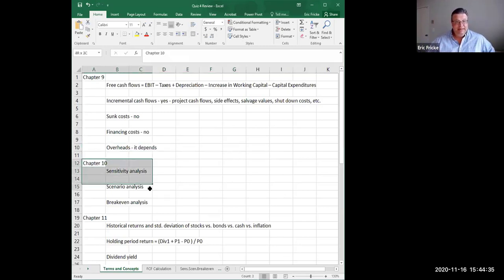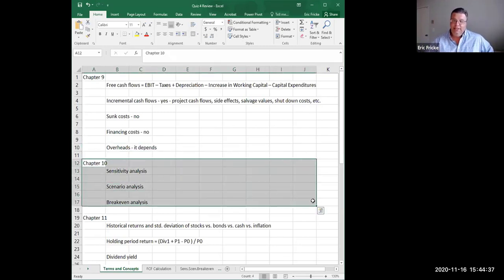Then we move to Chapter 10. And in Chapter 10, the focus was not on calculating cash flows and NPVs. The focus was on how to analyze the risk in projects when all we have up to now is a single NPV, right? Because that's kind of one-dimensional, having a single NPV. Because just imagine we could have two projects, right? And one project could have the exact same NPV as another project.